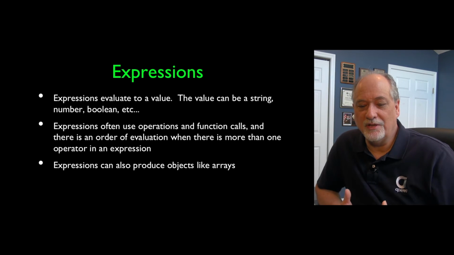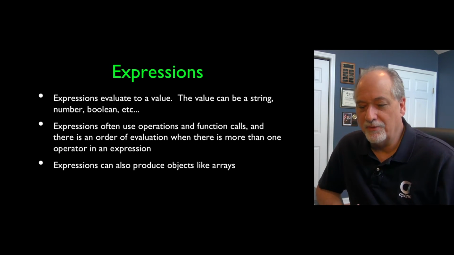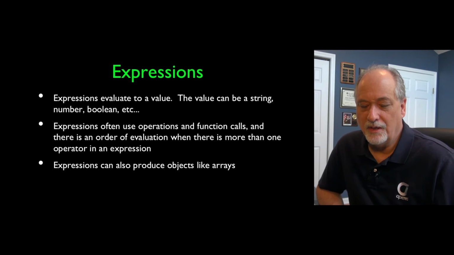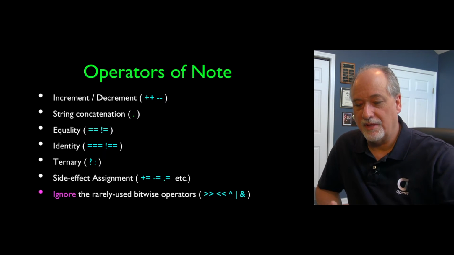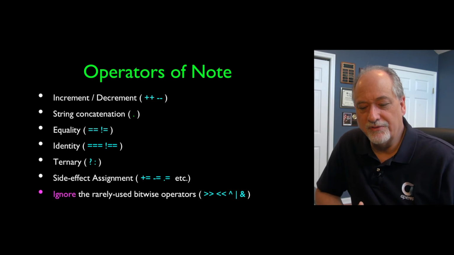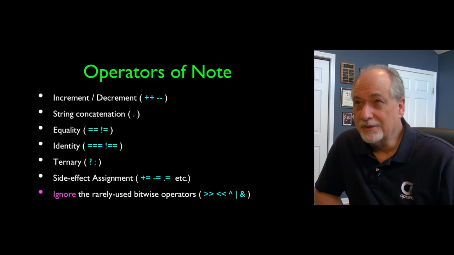So expressions are things that turn into a value, whether it's a string, a number, a floating point number, a true or false Boolean, and you can call functions during the evaluation, and they can also produce arrays and other things. So some operators of note: the post increment and post decrement, which are subtle operators that are used in a few very specific places. String concatenation, which I love, but no other language does it this way.